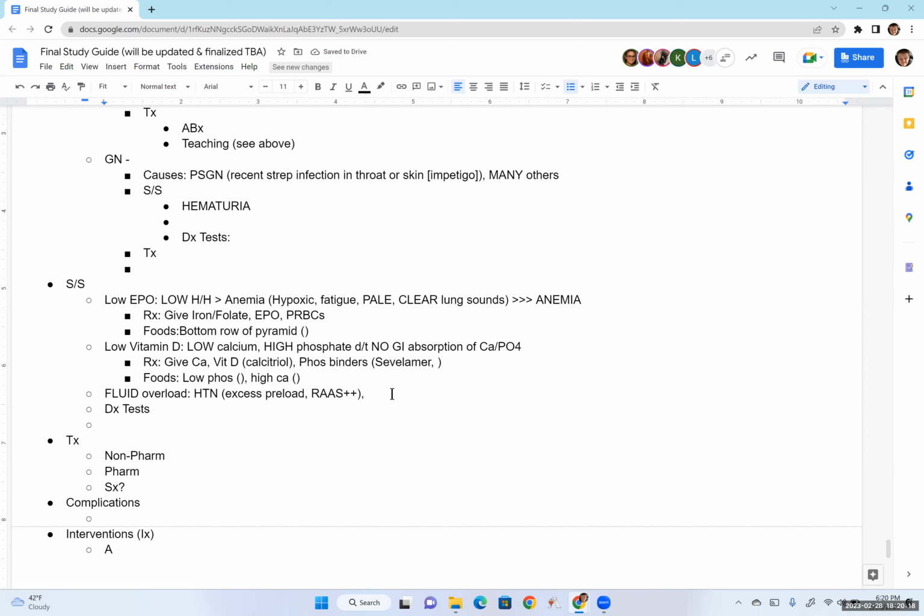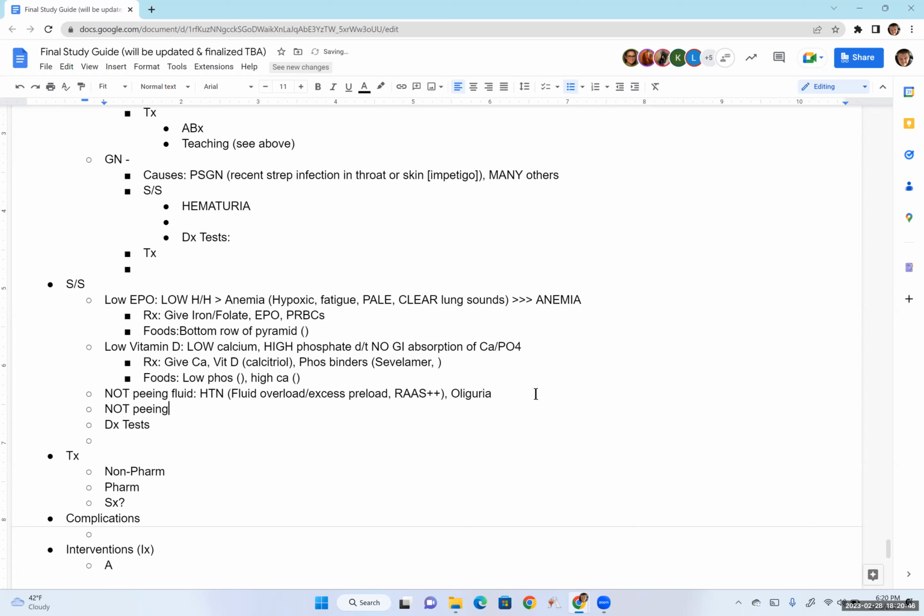So fluid overload, and we get oliguria, right? Because they're not peeing. Not peeing fluid. You get hypertension, you get excess fluid preload, fluid overload, right? Excess preload, and then the RAS gets stimulated. So you're not peeing fluid, you're not peeing, that's called oliguria. And if you're not peeing electrolytes, such as what? You get hyperkalemia, right?